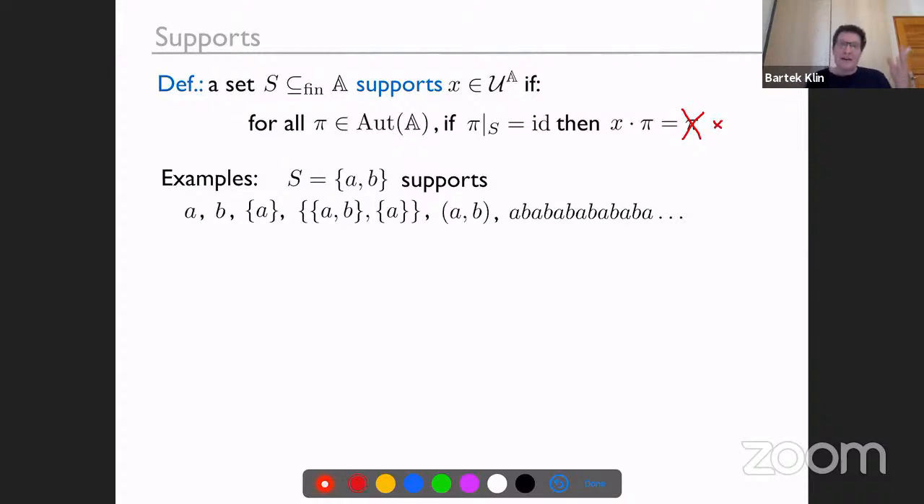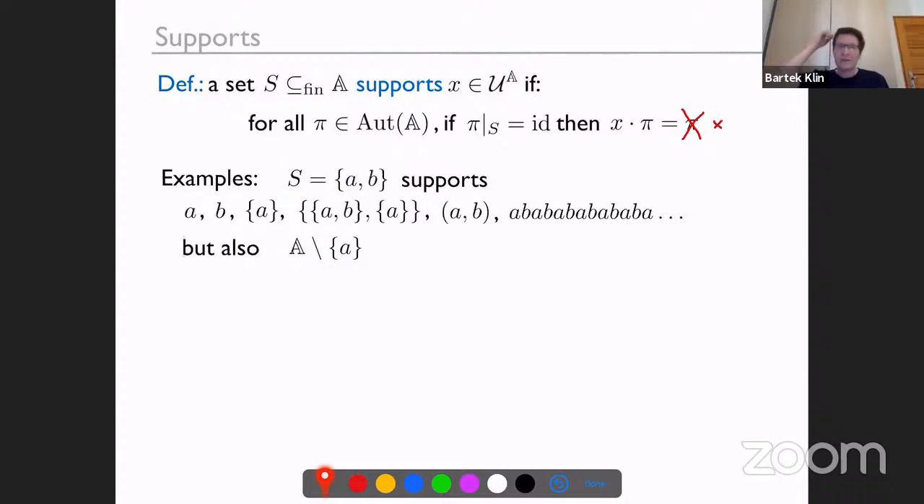Where was I? Okay. There are other sets that contain other atoms than just A and B, but they are still supported by this two-element set S, A and B. For example, the set of all atoms different than A. If you apply any renaming that fixes A, it becomes the same set still. Okay, its elements might be shuffled, but as a set, it remains the same. So this set is also supported by S.